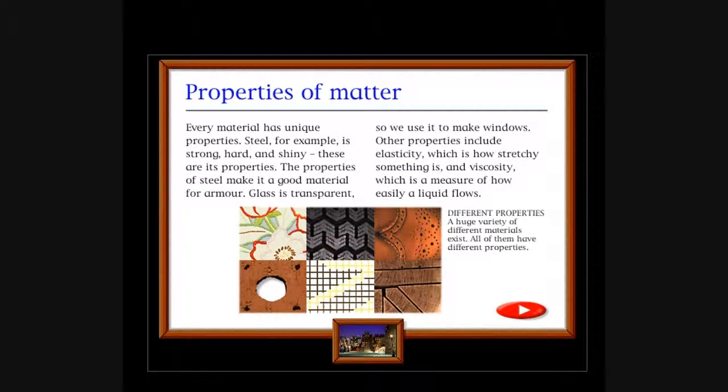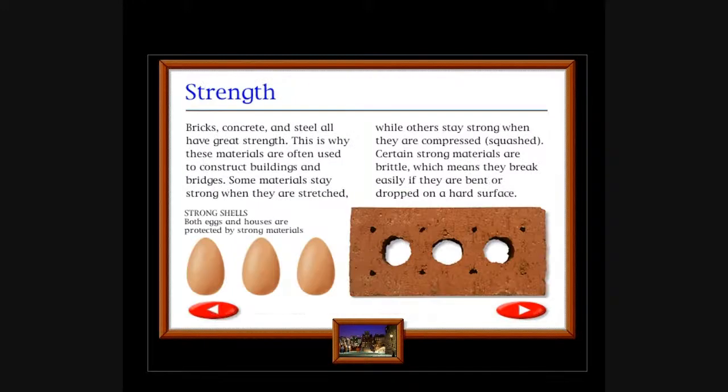Every material has unique properties. Steel, for example, is strong, hard, shiny. These are its properties. The properties of steel make it a good material for armor. Glass is transparent, so we use it to make windows. Other properties include elasticity, which is how stretchy something is, and viscosity, which is a measure of how easily a liquid flows. A huge variety of different materials exist. All of them have different properties.